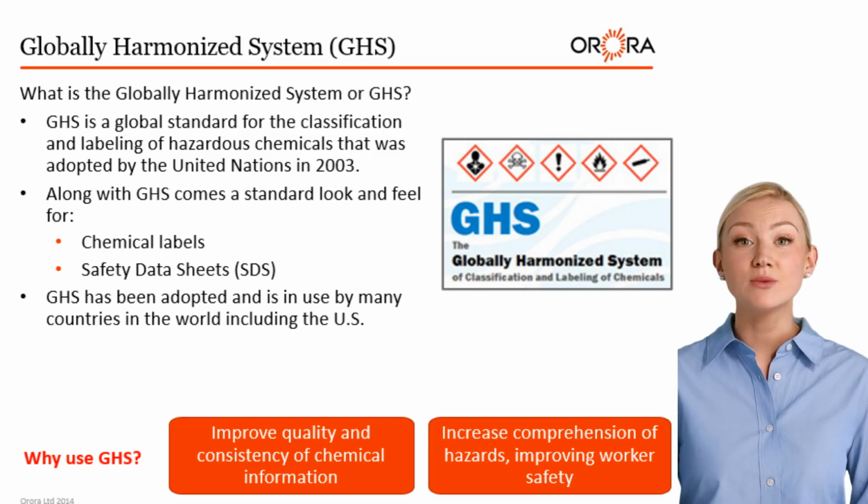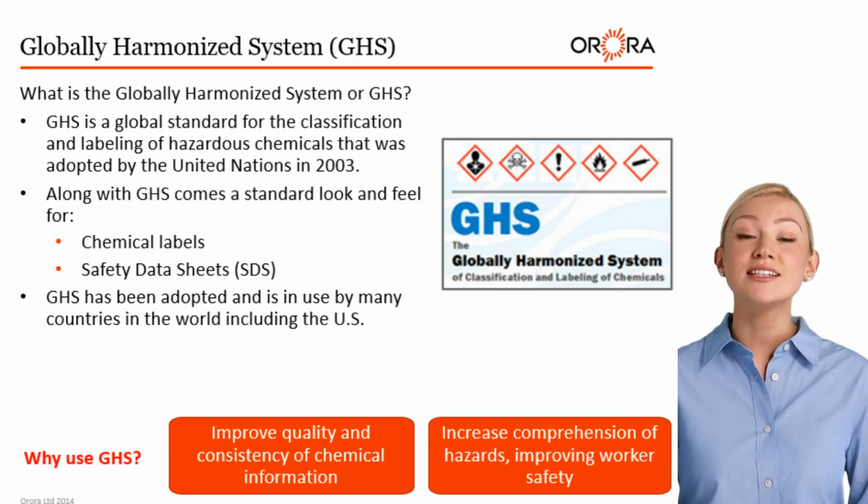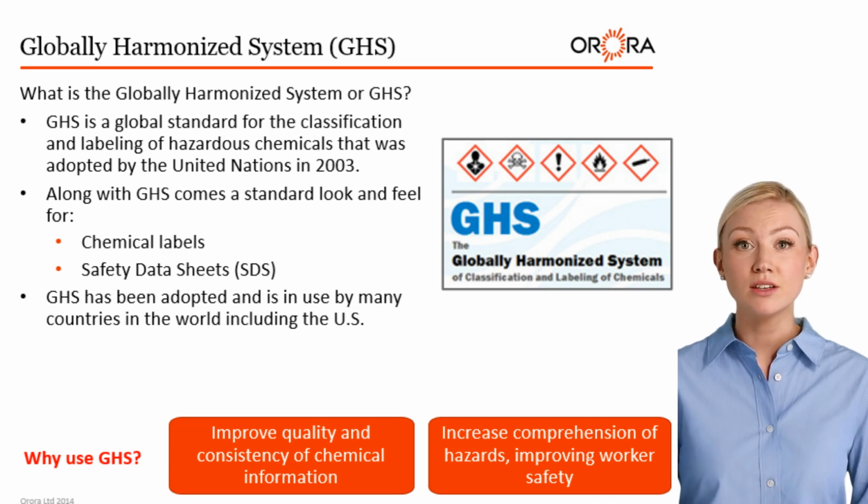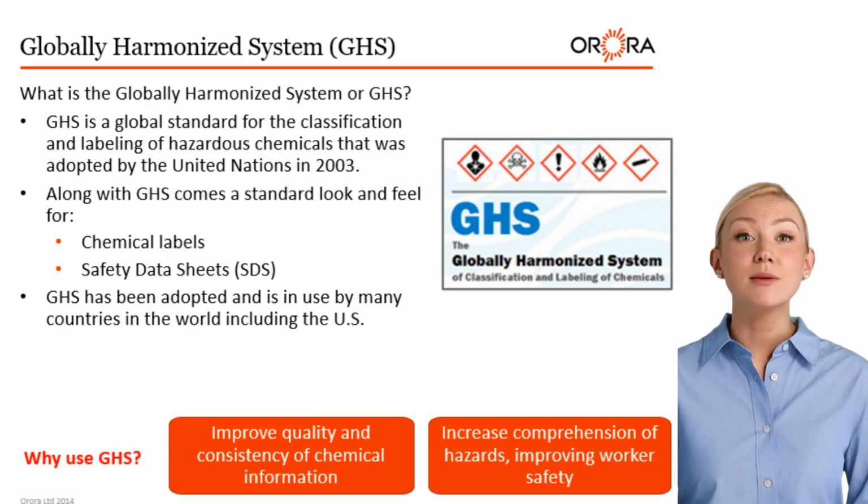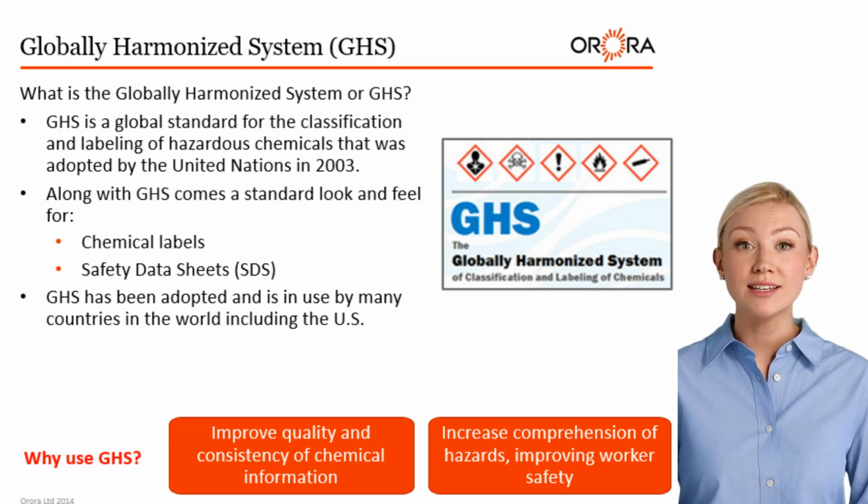Globally Harmonized System, GHS. What is the Globally Harmonized System, or GHS? GHS is a global standard for the classification and labeling of hazardous chemicals that was adopted by the United Nations in 2003. Along with GHS comes a standard look and feel for chemical labels and safety data sheets, SDS. GHS has been adopted and is in use by many countries in the world, including the US.